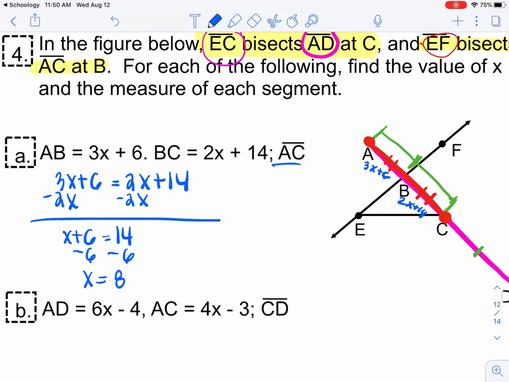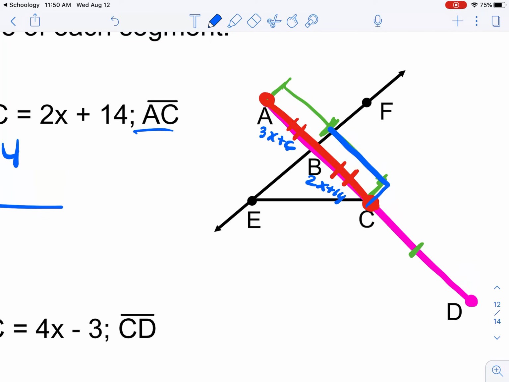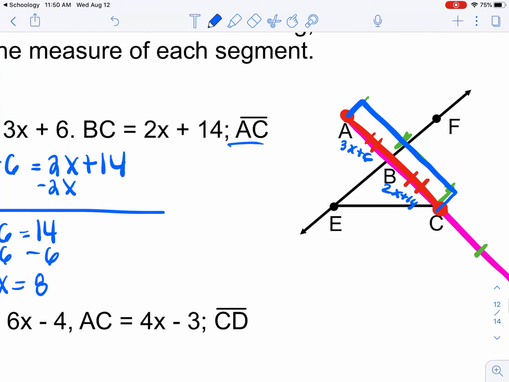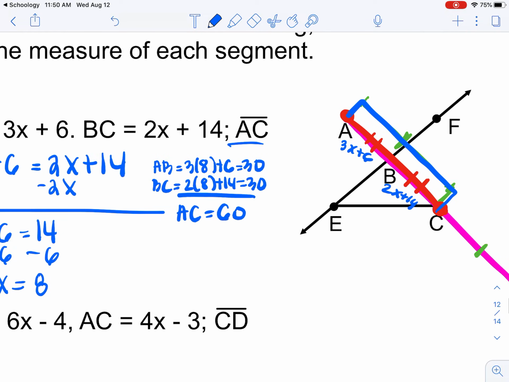Now it says find AC. AC is this whole entire piece here. I don't have that labeled with anything, but I have each individual piece labeled. So I'm going to find out what AB is first. 3 times 8 plus 6, which is 30. And then make sure BC is also 30. 2 times 8 plus 14, which is 30. So this is 30, and this is 30, right? So the whole thing is 30 plus 30, which is 60. So AC is 60.